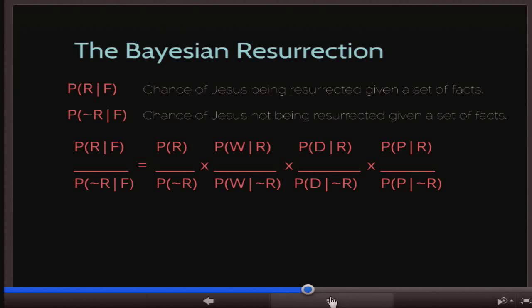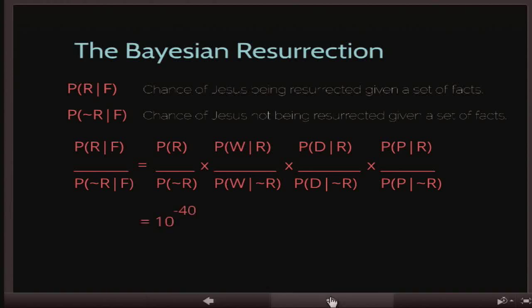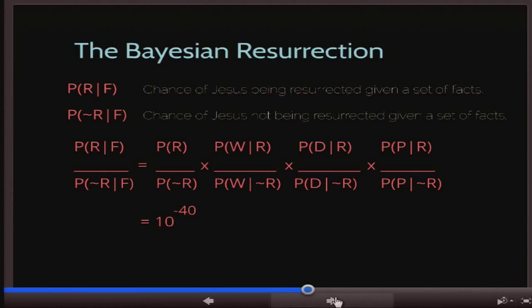And notice these facts have been expanded out with an assumption of conditional independence. Now, they're pretty charitable to the skeptical cause. They think that for people being resurrected from the dead, the odds are something like 10 duodecillion to 1. That seems about right to me.